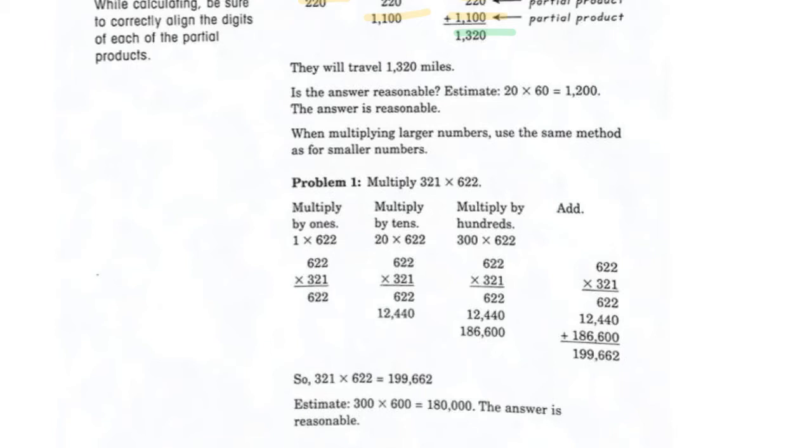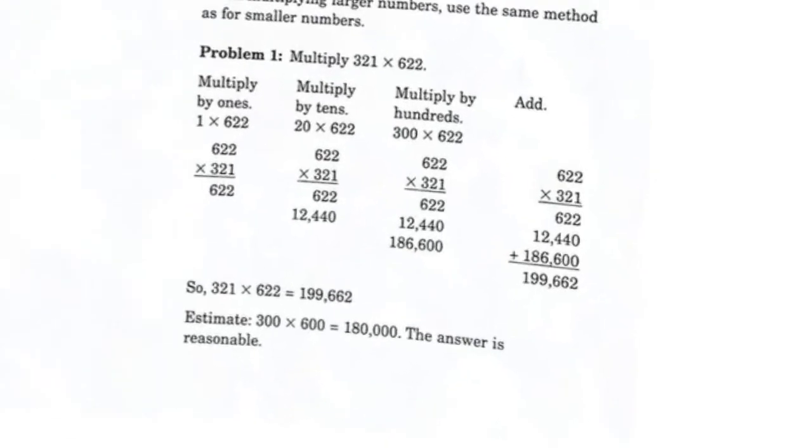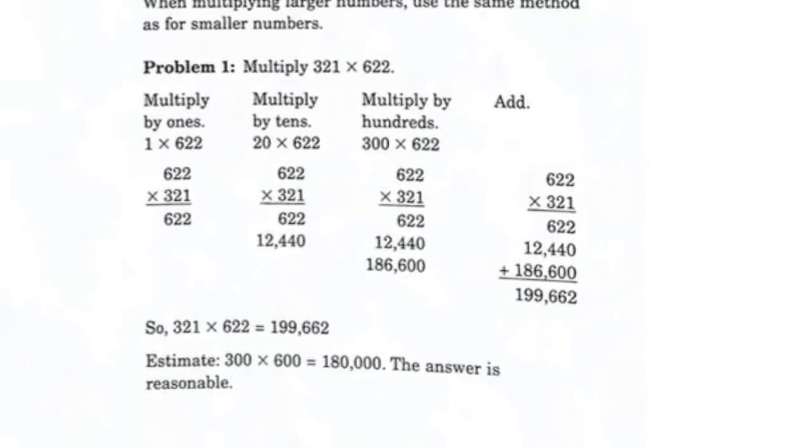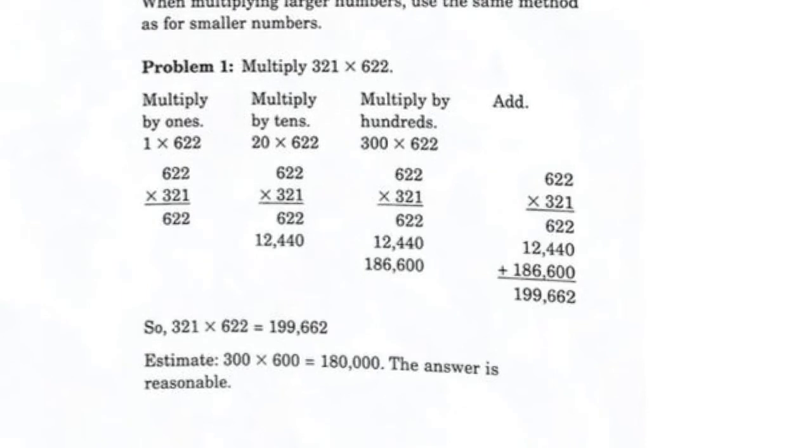So the bigger the numbers you multiply, the more place values you have to hold. Graph paper helps a lot when you're doing these by hand. So when you have problems, you're going to take 622 times 1, and you're going to get 622. Then you're going to take 622 times 20 and get 12,440.